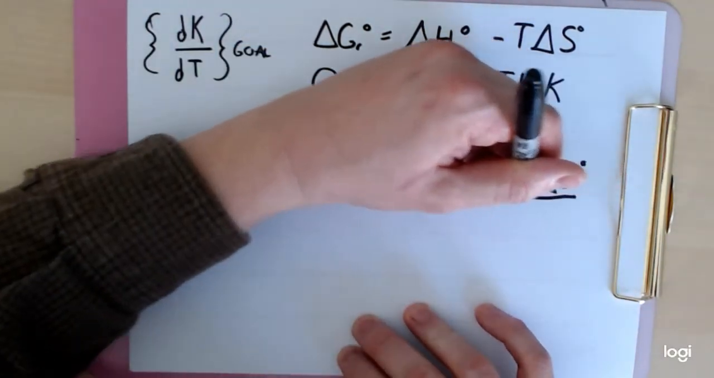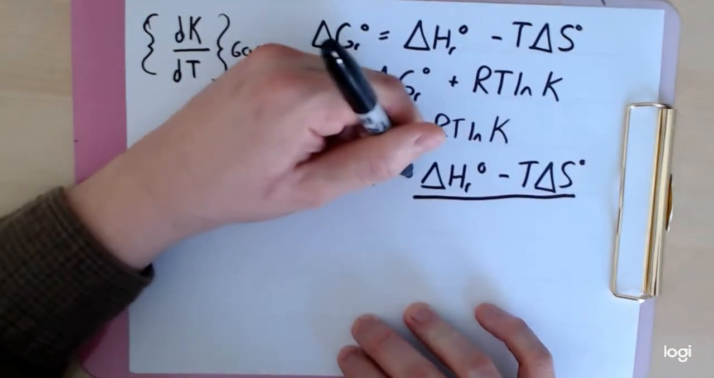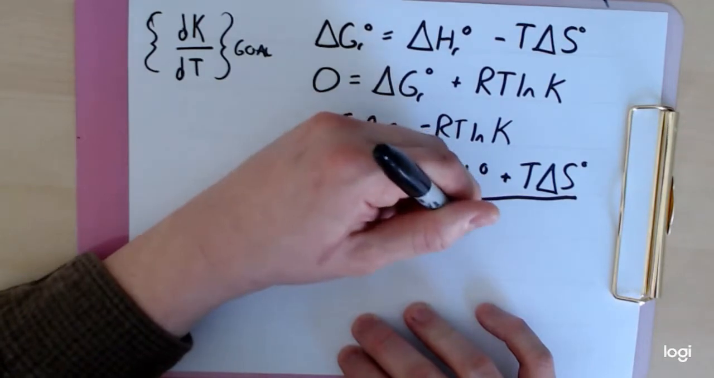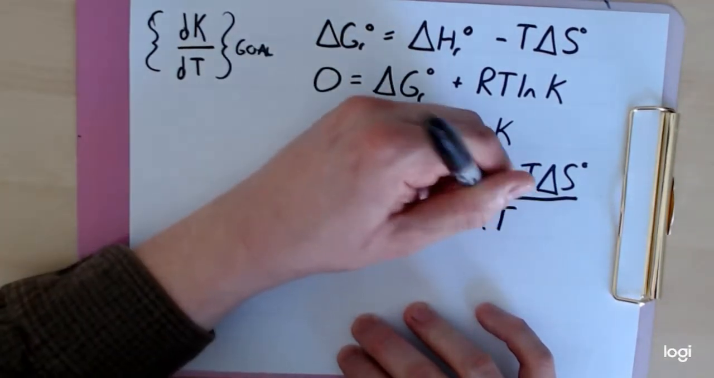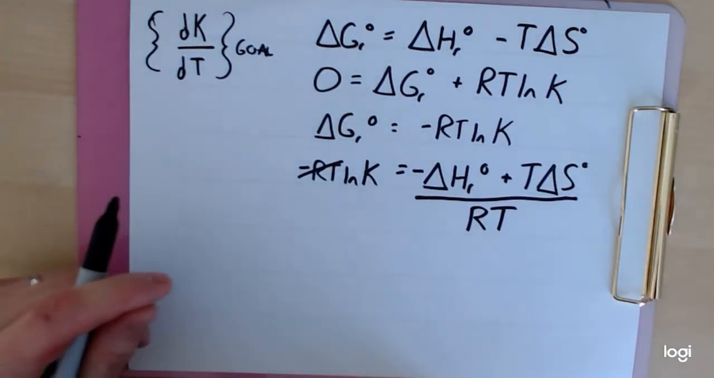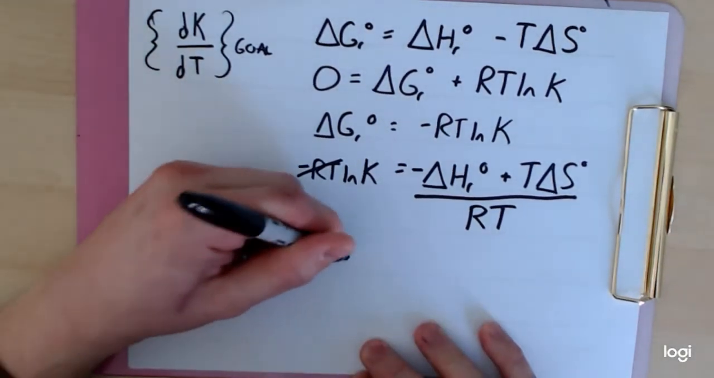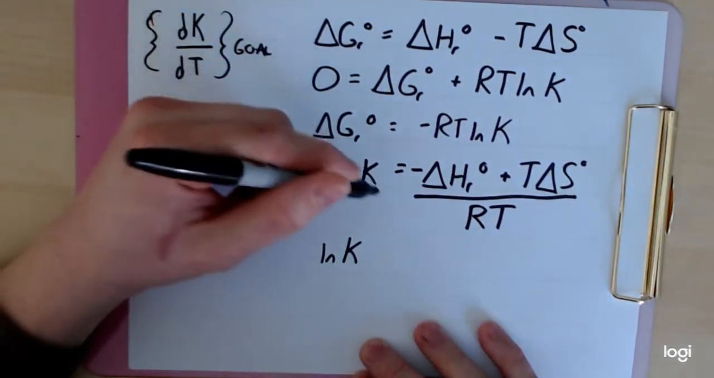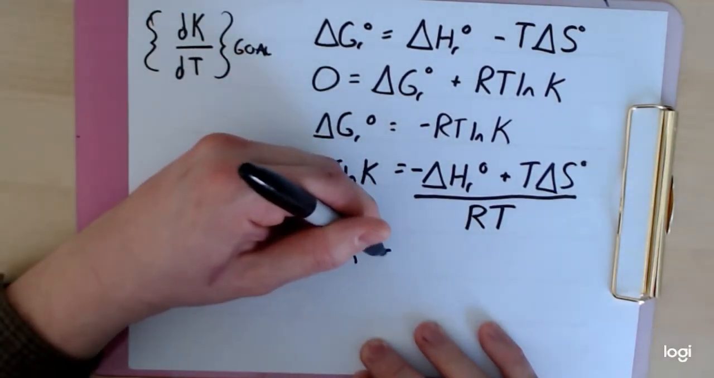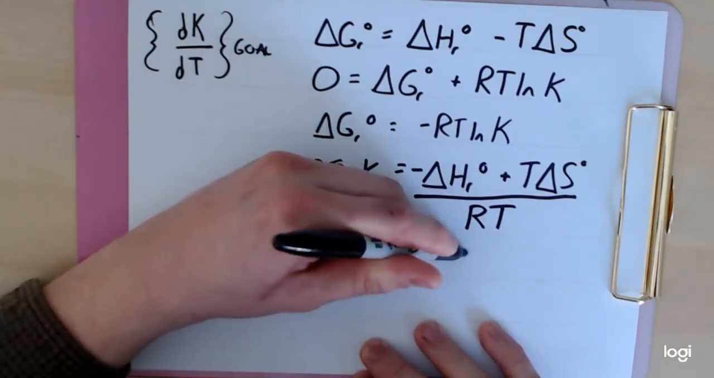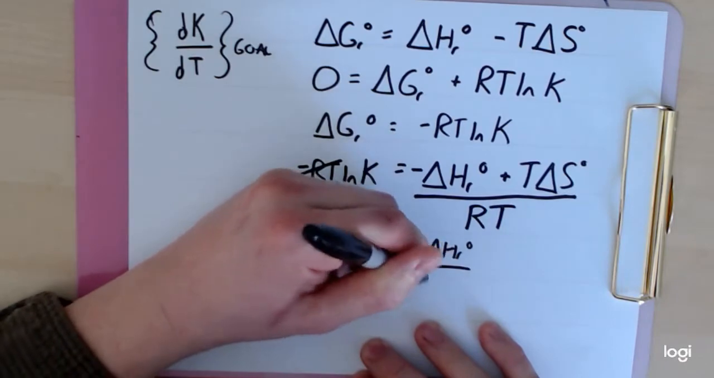Now, just divide through by RT on both sides, and we can come through and cancel, and we end up with an expression where the log of the equilibrium constant equals the negative enthalpy of reaction divided by RT, so the gas constant times temperature, plus the change in entropy divided by R, the gas constant.